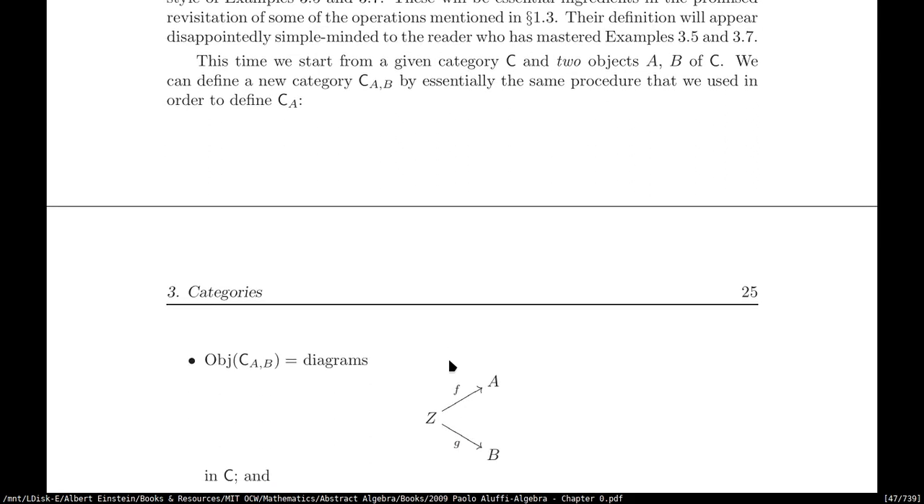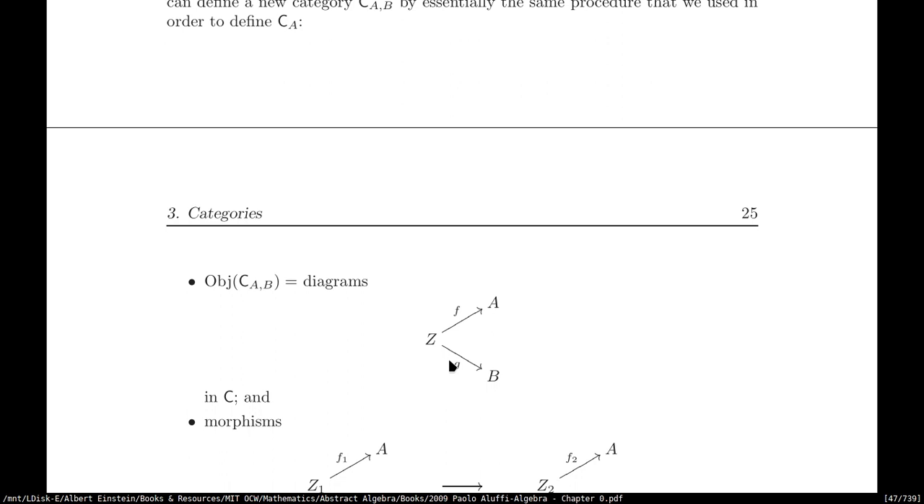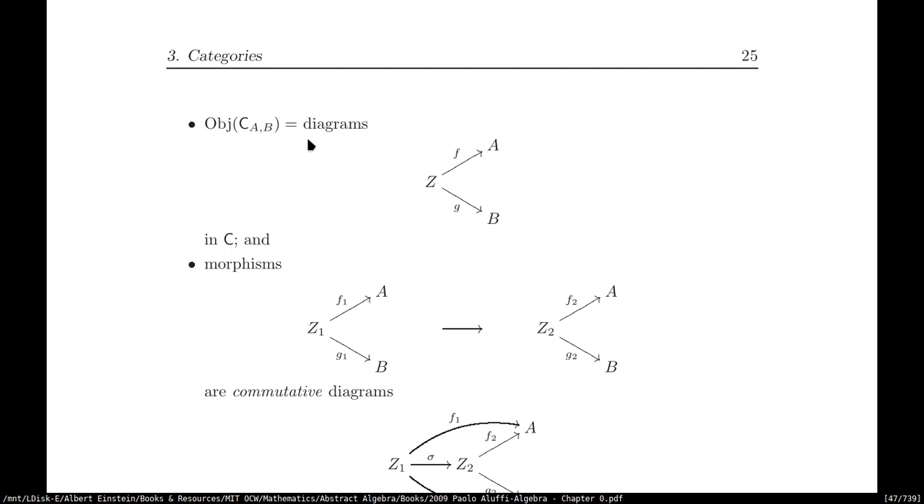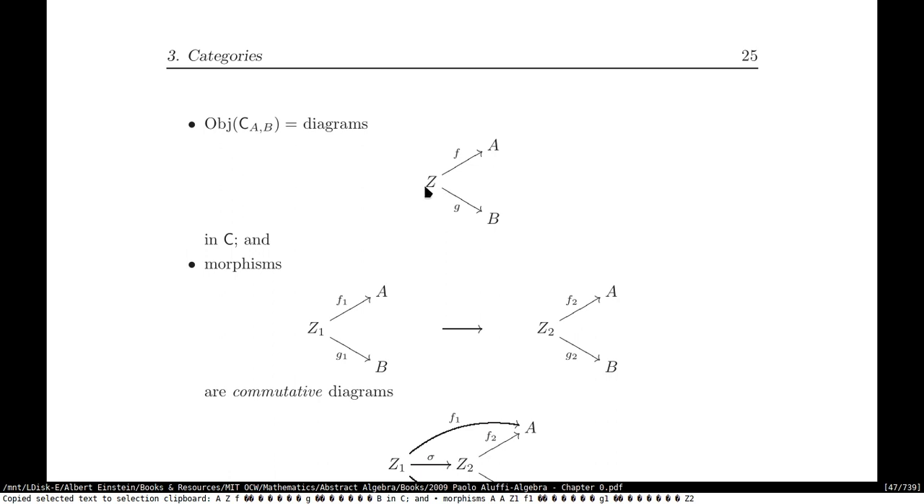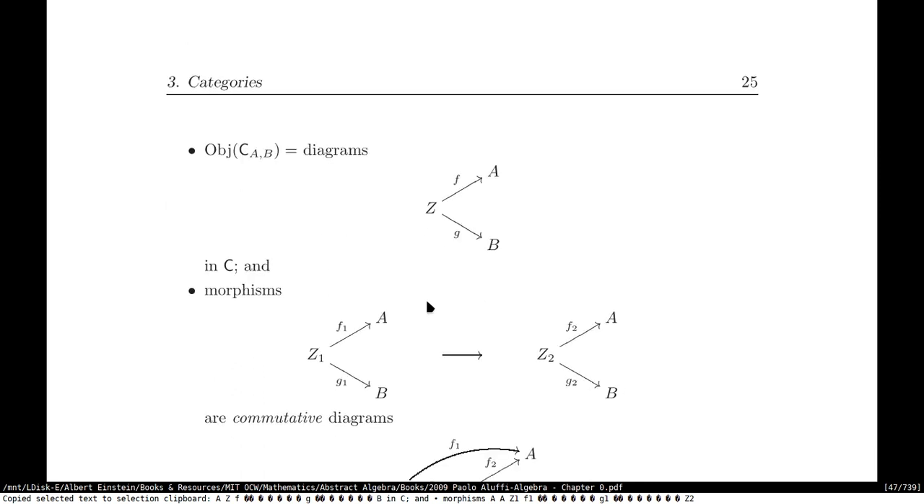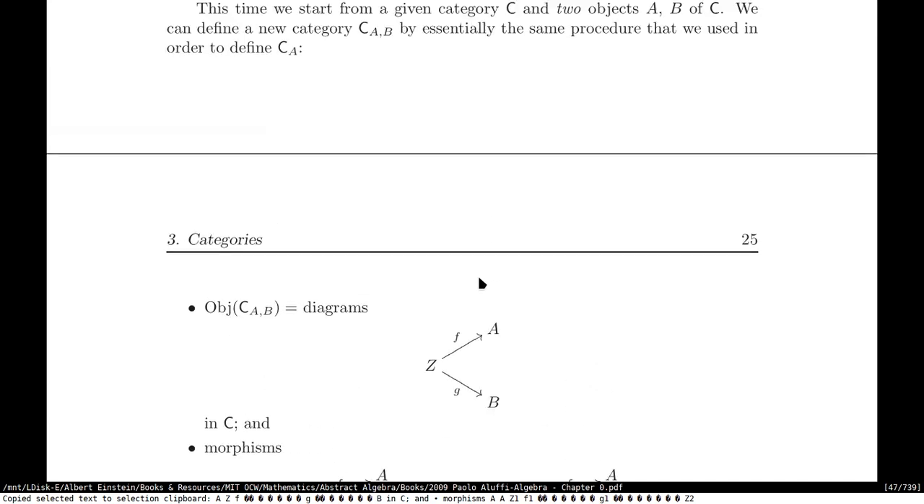Okay, so now we start from a given category C, and you take two objects from C. Now you define a new category for these two objects, and that is C_AB. You define it the same way we defined it for C_A. The objects of C_AB are these diagrams. From Z, you have the morphisms F and G to A and B.